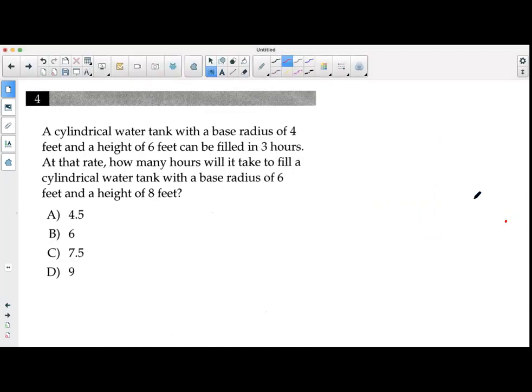All right, let's look at number 4 here. It says a cylindrical water tank with a base radius of 4 feet and a height of 6 feet can be filled in 3 hours. Okay, so can be filled in, we're talking about the volume here. You see that, guys? So whatever the volume is, it can be filled in 3 hours.